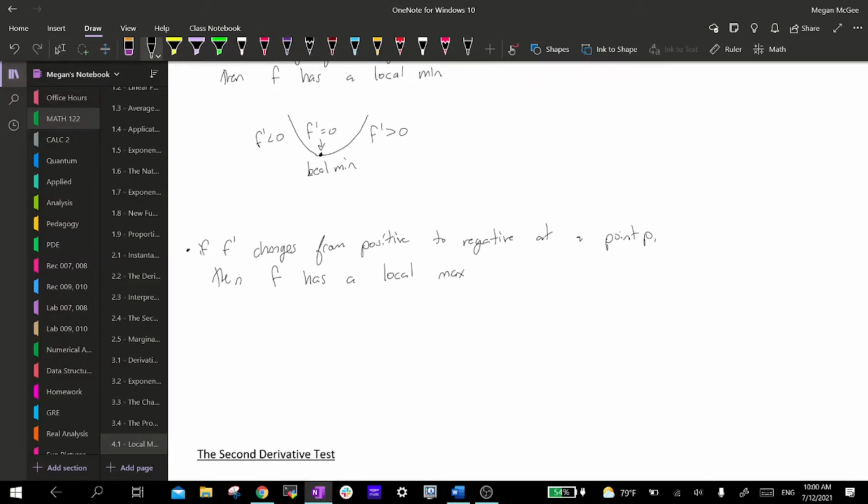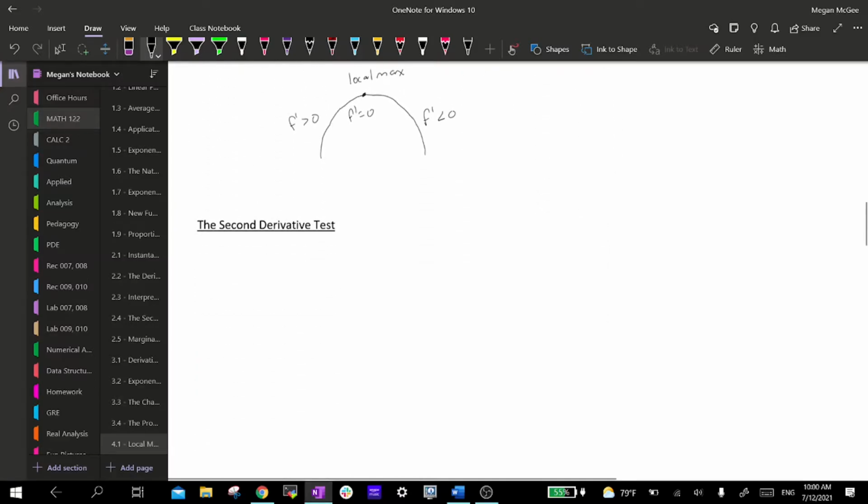So we have a positive derivative, so we have an increasing function, then we change to a negative derivative, which is a decreasing function. So here we have our local max, where f prime is equal to 0. Here we have f prime less than 0, and f prime greater than 0.